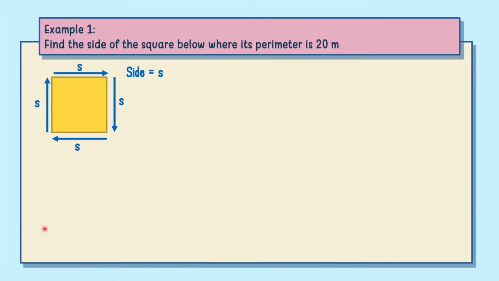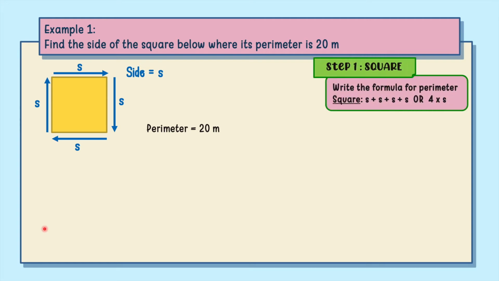Example 1. Find the side of the square below where its perimeter is 20 meter. So perimeter is 20 meter. So step number 1, for a square, write the formula for perimeter. So square is s plus s plus s plus s, or 4 times s. In this lesson, we will take 4 times s because it is much easier for us to solve the question. So write down perimeter is equal to 4 times s. And then we know here perimeter is 20 meter. So step number 2, to find sides, perimeter divided by 4.